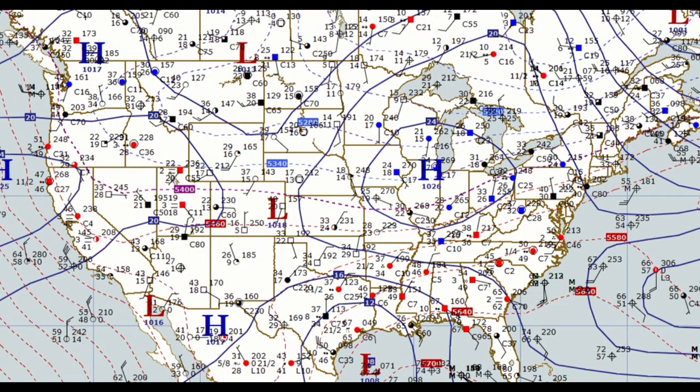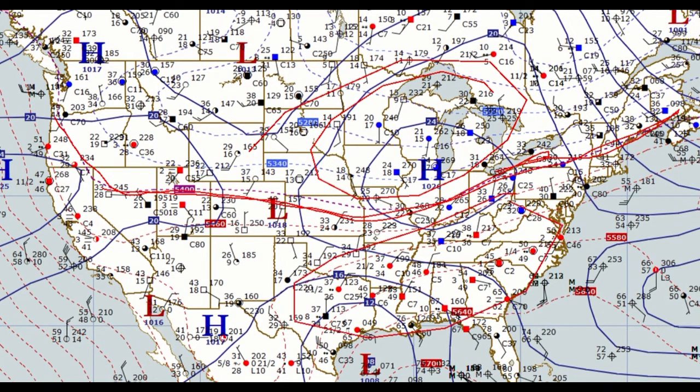Anything along that purple line, any precipitation that happens along that purple line is going to be a mixed precipitation, rain and snow mixture. Anything north of that in the cold air is going to be snow. Anything south of that is going to be rain. So that's your initial look at what type of precipitation you're going to get.